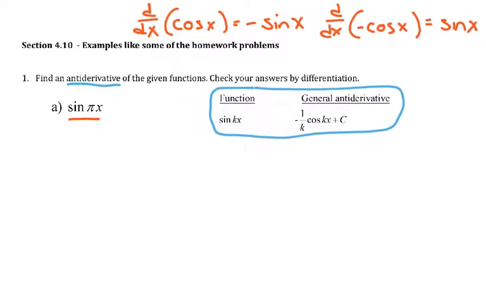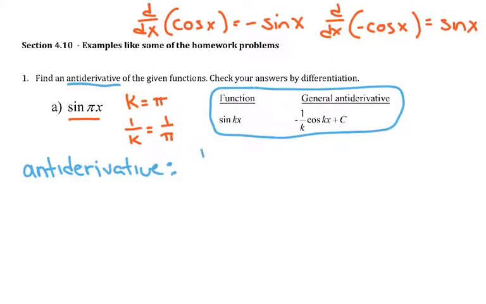And in that formula, we have to figure out what k is. Well, in this case, k is pi, and 1 over k would just be 1 over pi. So the antiderivative looks like 1 over pi, the negative sign out here, cosine of pi x.